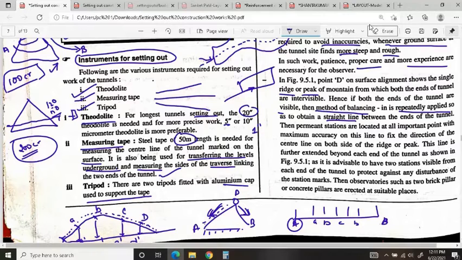Then the permanent stations are located at all the important points with the maximum accuracy on this line to fix the direction of the center line on both sides of the ridge or the peak. This line further extends beyond each end of the tunnel, and it is advisable to have two stations visible from each end of the tunnel to protect against any disturbance of the station house. Then the observations, such as two brick pillars or concrete pillars, are erected at suitable places.